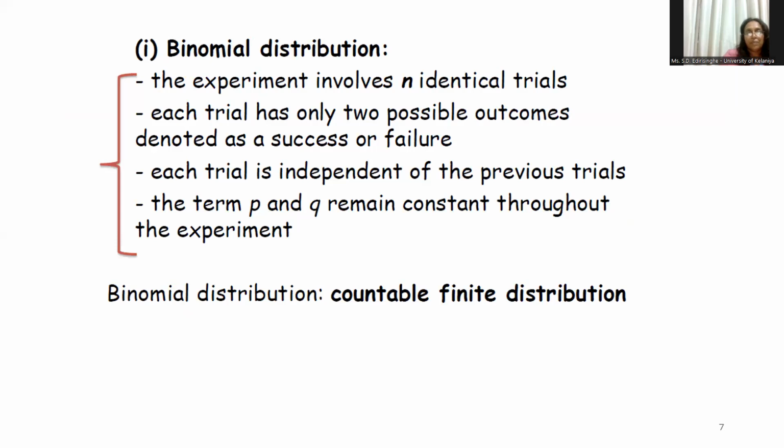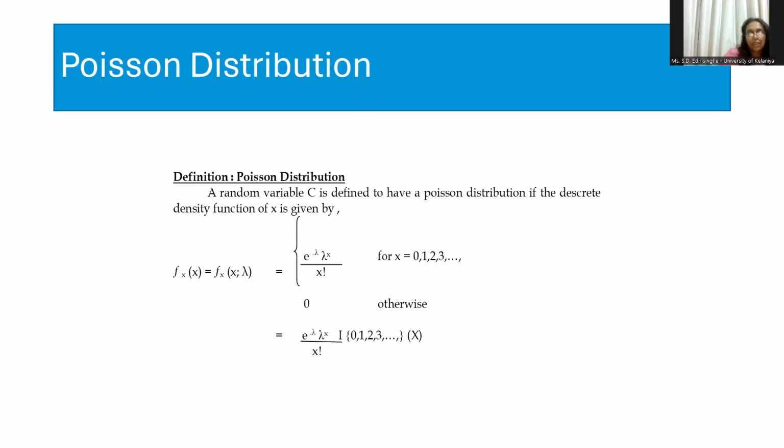So the experiment involves an identical trial and each trial has only two possible outcomes denoted as success or failure. Each trial is independent of previous trials. P and Q remain constant throughout the experiment. Likewise, we can write them. So the next distribution is Poisson distribution.